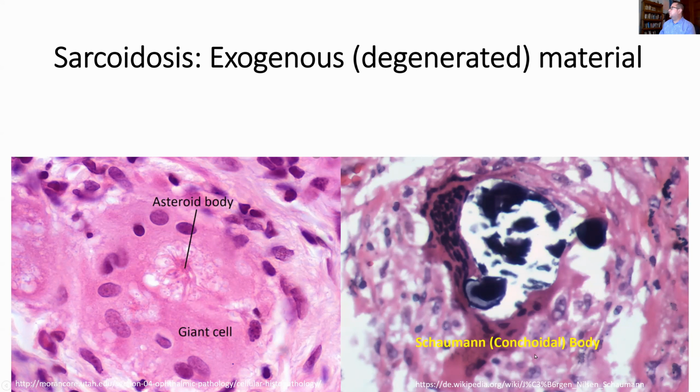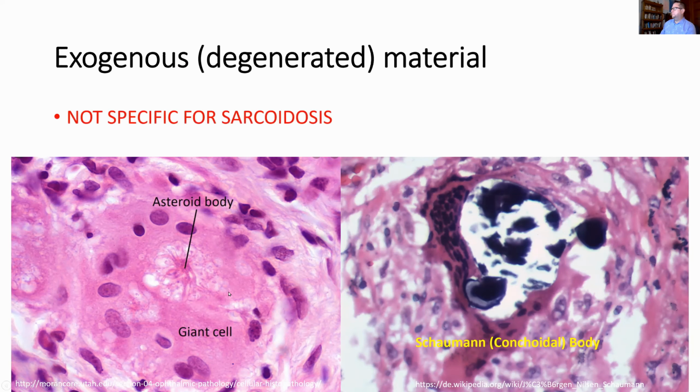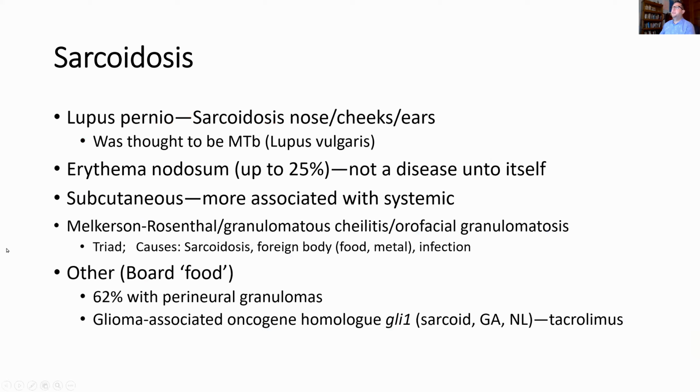And then Schaumann or conchoidal body, same thing, has mineralized calcified material. And then you'll often see it in layers. So you'll see dark and then a clear, and it can be even bigger than this. And here's a foreign body giant cell. So we have a reaction to this material. Once again, not specific for sarcoidosis.